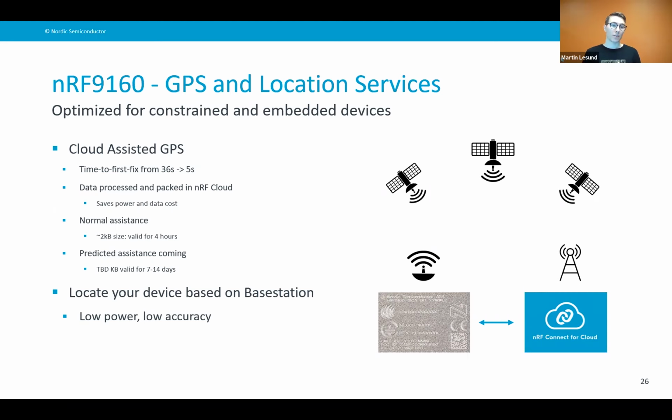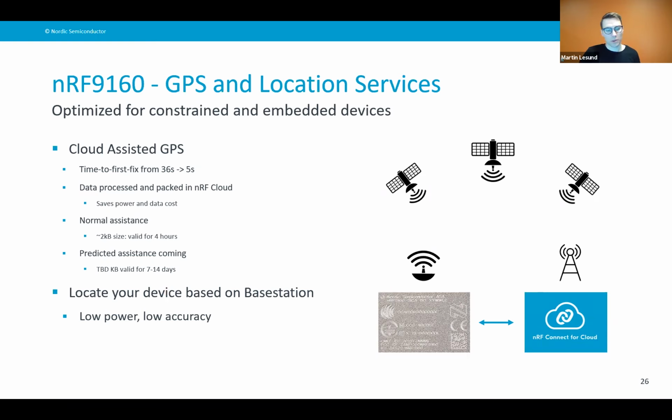So you can have normal assistance, where you save this ephemeris and almanac data. These are valid for 4 hours usually, but in the future we will have support for something we call predicted assistance. So you don't need to re-download this data until 7 to 14 days. This is typically very good for devices that you want to have as low power as possible, of course.